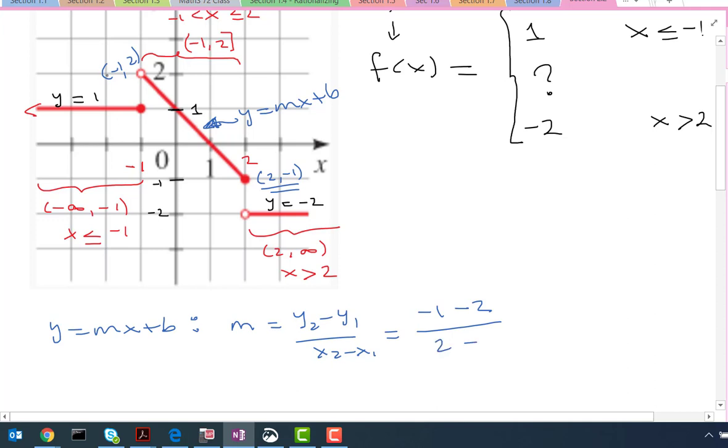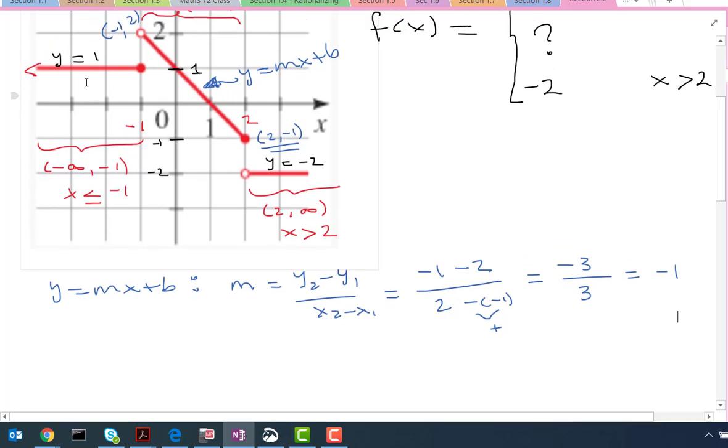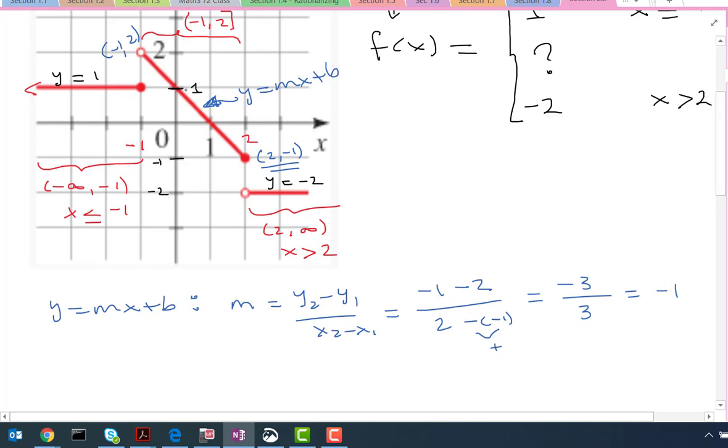2 minus the x value, -1. So what do I get? -1 minus 2 is negative 3. And 2 minus a minus becomes a plus. So 2 plus 1 is 3. And so I get negative 3 divided by 3, which is negative 1. So that's our slope. And luckily, for this piece of the line, we have the y-intercept.